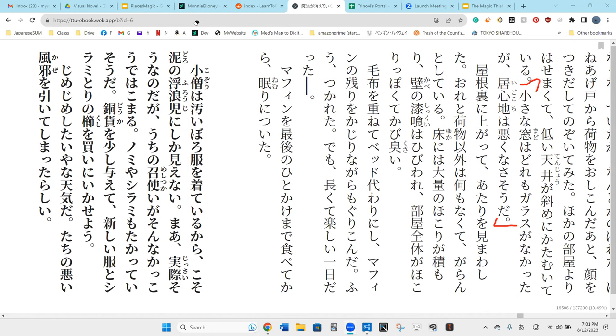Chiisana mado wa dore mo garasu ga nakatta ga, igokochi wa waruku nasasou da. It says here that the small window, whichever one, all of the glass, with regard to the small window, all of the glass does not exist, is not there. In other words, there is no glass in any of the windows.